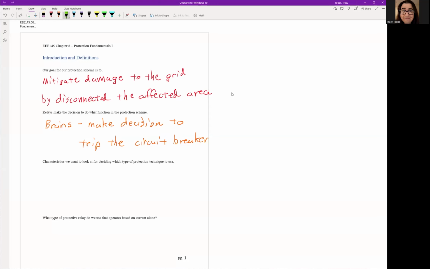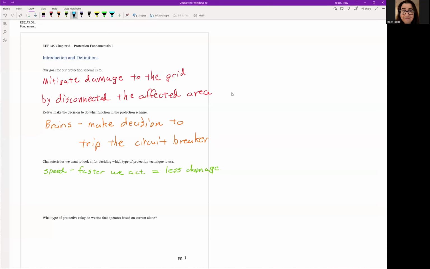So characteristics we want to look for when we're deciding what type of relay or protection technique we want to use. Well, remember, some of the things are speed. We talked about the longer the fault is on the system, the more damage we're going to do. So the faster we act means less damage, or even no damage if we act fast enough.